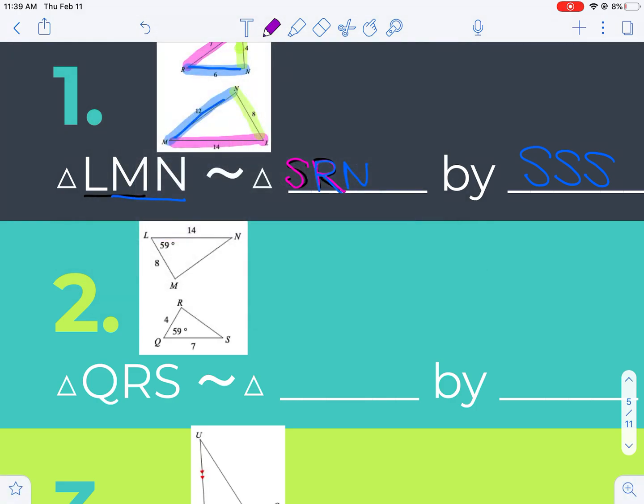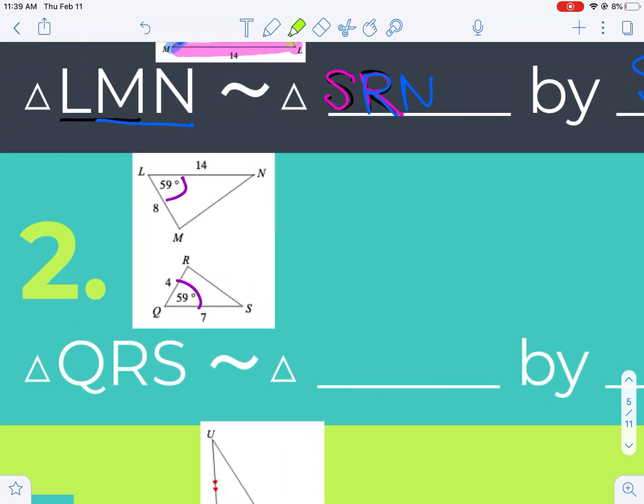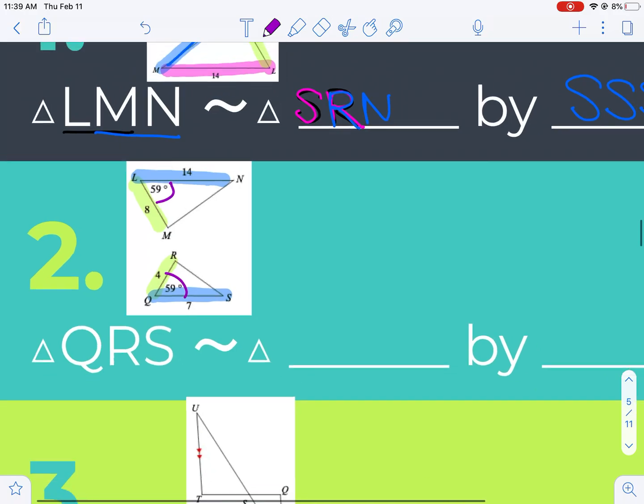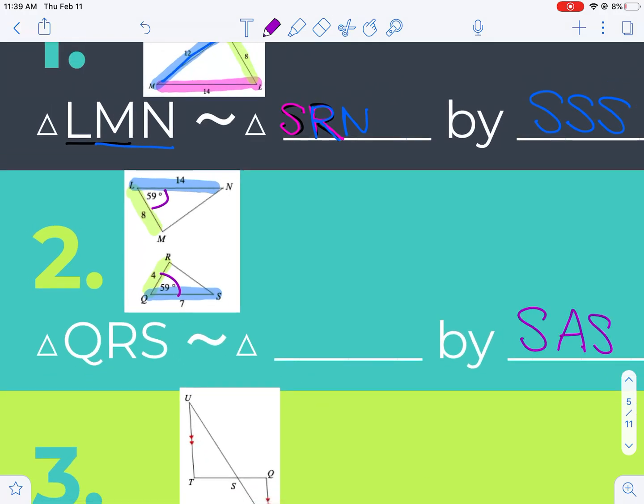On this next one, I have a 59-degree angle and a 59-degree angle. Wonderful. This side LM is twice as big as QR. This side 14 is twice as big as QS. So I've got side, angle, side, because I have two sides and the included angle. QR is that green side. LM is the green side in this triangle. And then RS was the uncolored side, and MN was the uncolored side in this triangle.